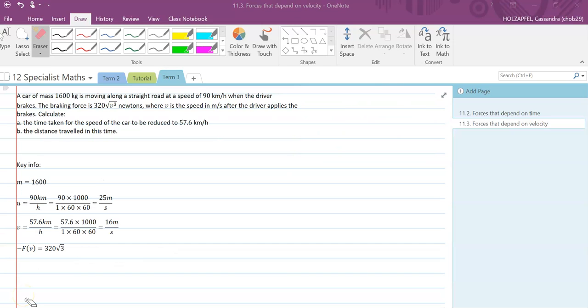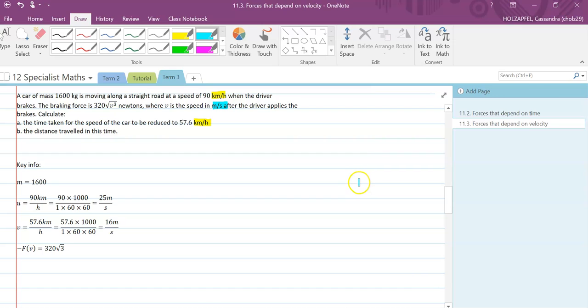Here we have a second example which is a little bit more realistic. So a car of mass 1600 kilograms is moving along a straight road at a speed of 90 kilometers per hour. So the first thing I want to draw your attention to is that these units are both in kilometers per hour. When the driver brakes, the braking force is 320 square root of v cubed newtons, where v is the speed in meters per second. And that's something else I want you to notice here, that velocity is being measured as meters per second, not kilometers per hour.